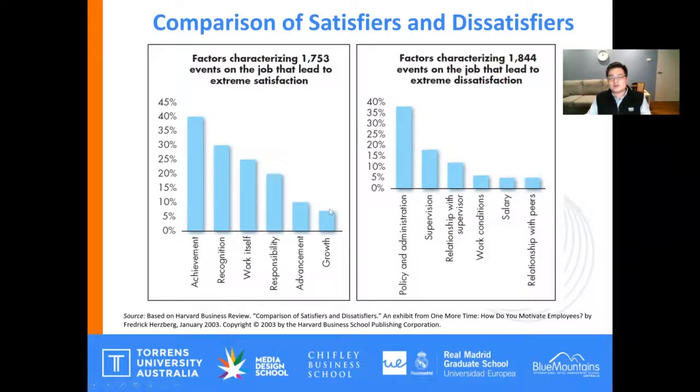Let's look at this chart on the left-hand side. These are the factors which lead to extreme satisfaction, such as achievement, recognition, work by self, responsibility, advancement, and growth. That is to say, these factors make you feel your job is a good job.